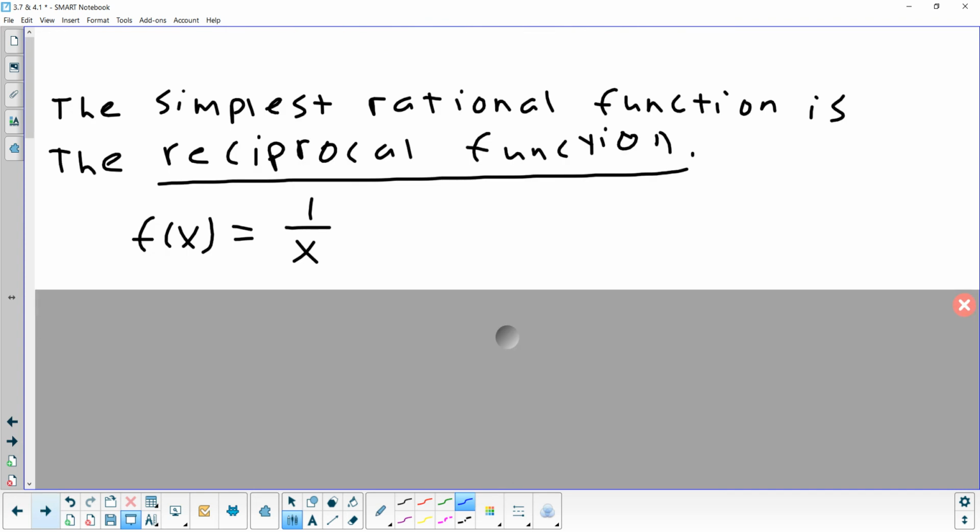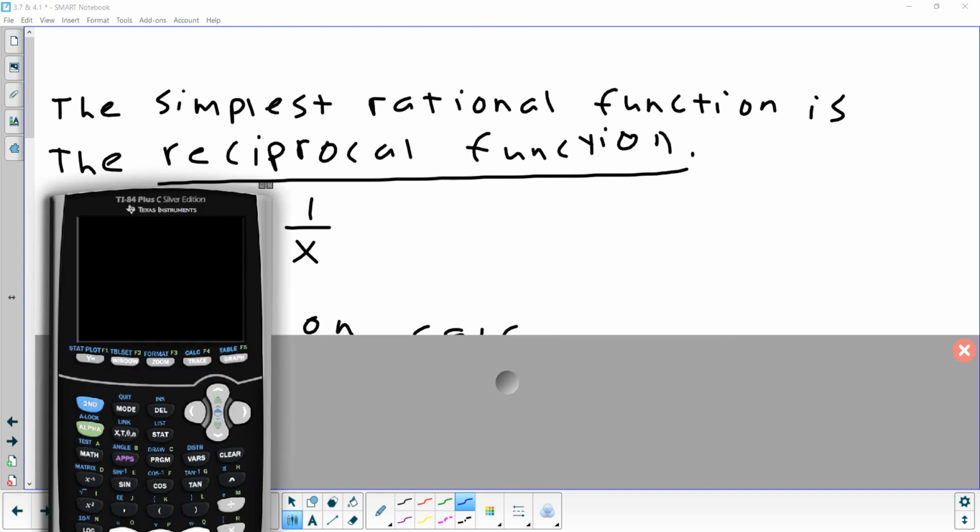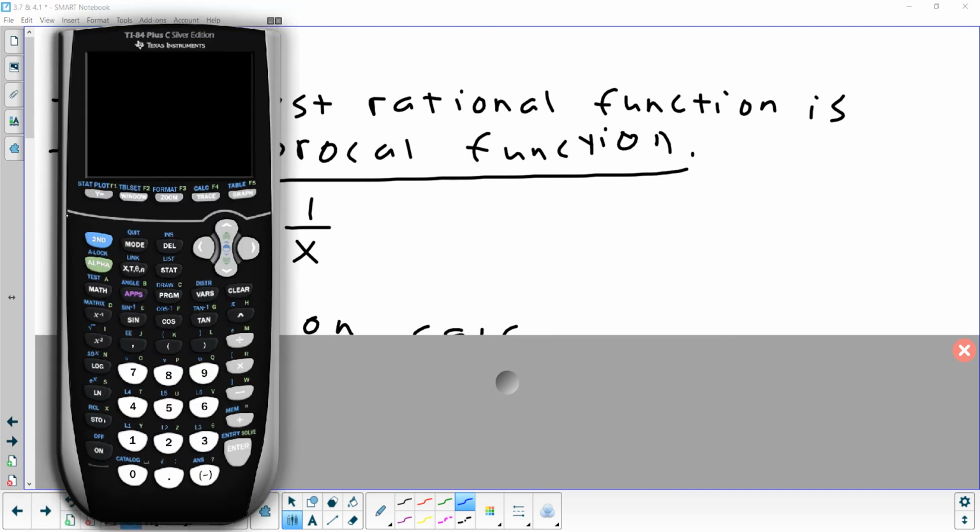So both of those functions that I gave you were rational functions, but they were complicated. This is the simplest rational function you can have: 1 over x. You have a polynomial on the top, that's a constant, and you have a linear polynomial on the bottom, just 1x. Let's graph that and see what it looks like.